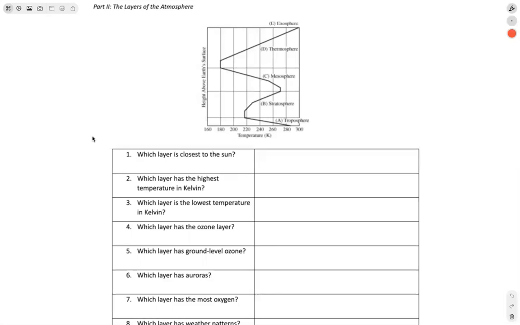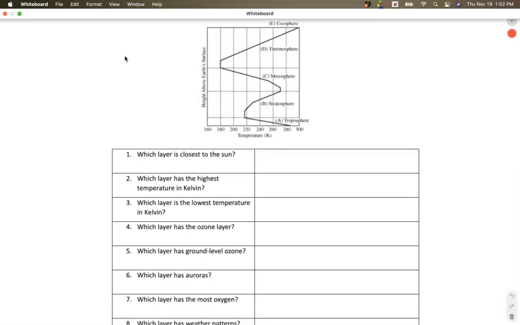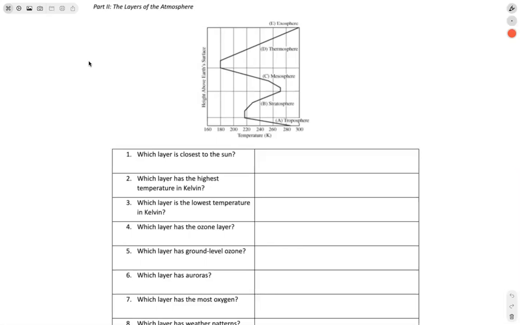All right, for number 1, which layer, looking at this graph here, is closest to the sun? See, this says height above Earth's surface. So which one would be closest to the sun? The exosphere. Yes, exosphere.